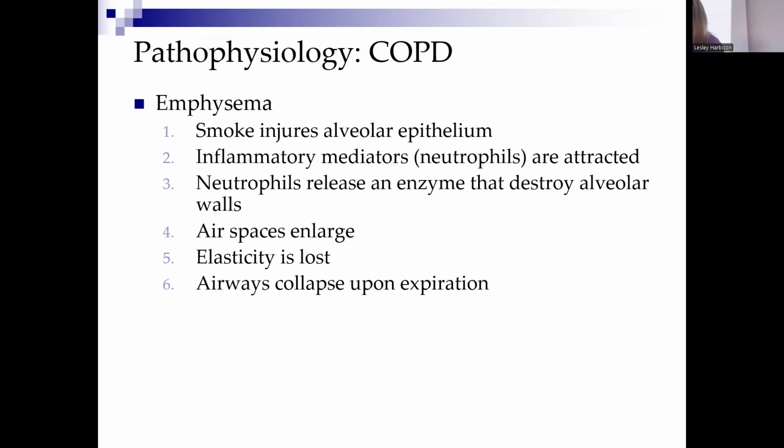So for emphysema, smoke injures the alveolar epithelium. We have inflammatory mediators, neutrophils. They're attracted to this destruction. They kind of want to go save the day. It's kind of like with perio. You get a breakdown, you get that inflammatory response, and they go to help, but really it ends up making it worse. The neutrophils release an enzyme that destroys the alveolar walls. The airspace enlarges, you lose elasticity, and then you get airway collapse.